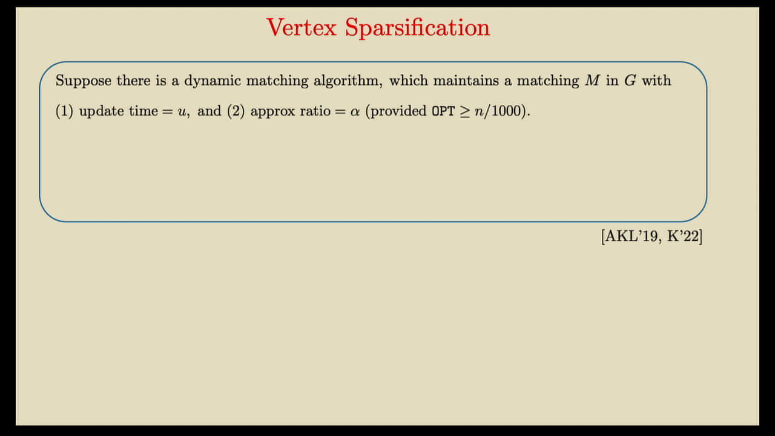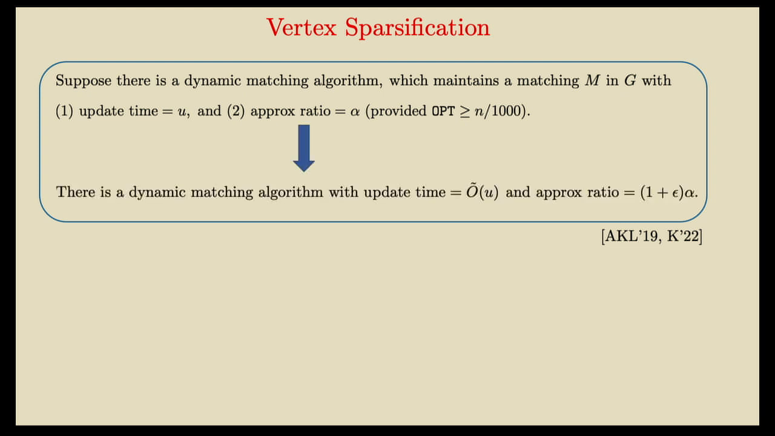So, vertex sparsification basically just says this: suppose you have a dynamic matching algorithm with some update time u, however, it gives you a good approximation ratio alpha only when opt is large, and when opt is small, it does not give you anything interesting, let us say. Then in a black box manner, you can convert it to a dynamic matching algorithm with update time u times some polylog, and approximation ratio is just 1 plus epsilon times alpha.